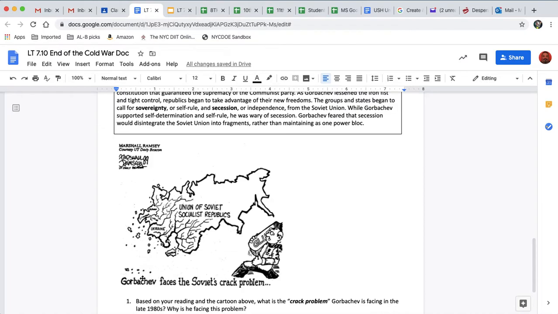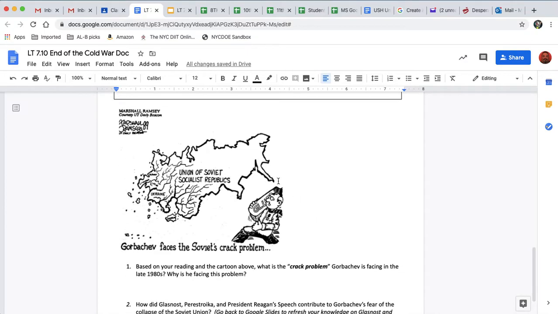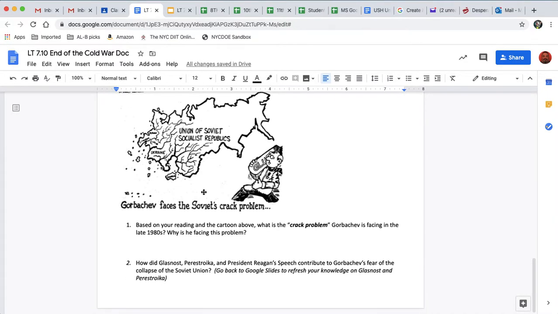The political cartoon is called Gorbachev Faces the Soviets' Crack Problem, which is not the drug crack, but kind of like the crackling that you see in a foundation or in a cement wall, where the integrity of the structure becomes compromised. It's kind of like that. You start to see the integrity of communism is starting to crack, and that's what you see here. So I want you to take a look at this and answer the two questions based on the text and this political cartoon.